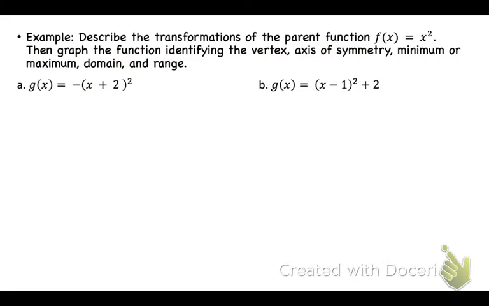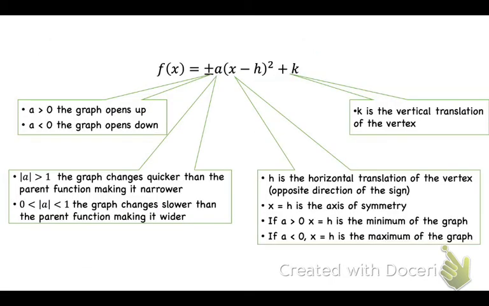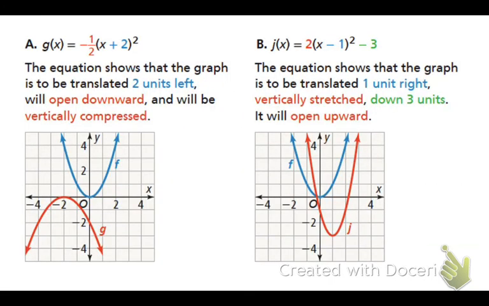Okay, describe the transformation from the parent function. Identify the vertex, the axis of symmetry, the minimum, domain, and the range. Okay, now real quick before we do this, I'm going to go back here. Mine went back. Yours didn't. Oh, it's a little slow on the uptake.